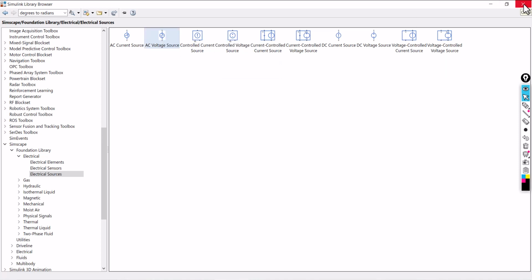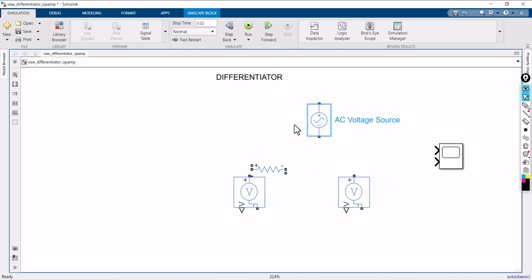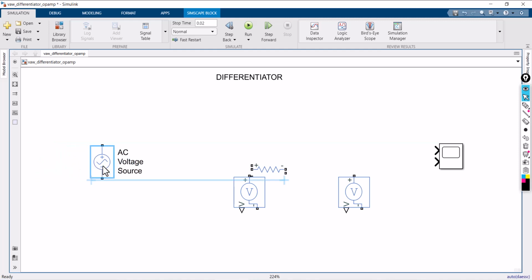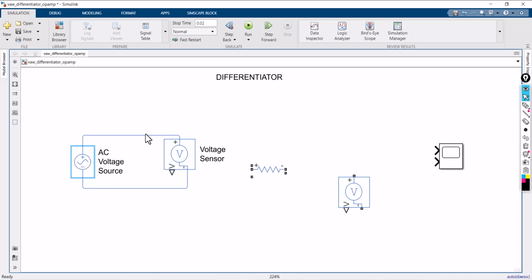We know that the differentiation of a sinusoidal signal will give you a cosine wave. So the first part is the AC voltage source. I want to measure both input as well as output voltage. Now I am connecting the input voltage source with the input voltage sensor.